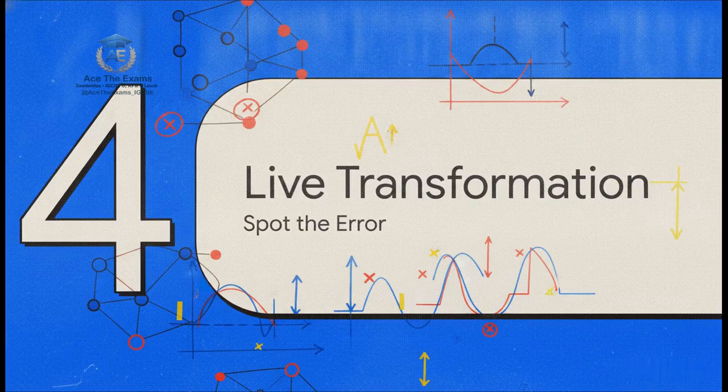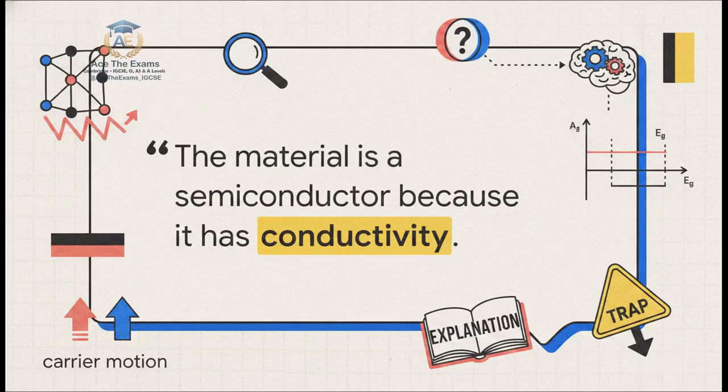All right, Section 4, Live Answer Transformation. Let's do a little Spot the Error challenge. Okay, it's time for an interactive viewer challenge. We're going to do a topper autopsy here. Listen to this incredibly flawed student answer. The material is a semiconductor because it has conductivity.